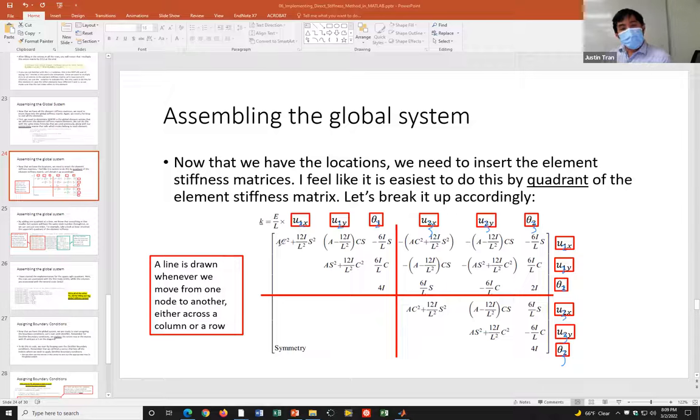All right. For element 2 here, we know that this quadrant is going to go into the U2x, U2y, theta 2 rows and columns of our global stiffness matrix. Starting with this entry right here, we know that this needs to be inserted into the 4, 4 slot of the global stiffness system, whereas this entry right here is going to go into the 4, 5 slot. And this entry here is going to be in 4, 6.